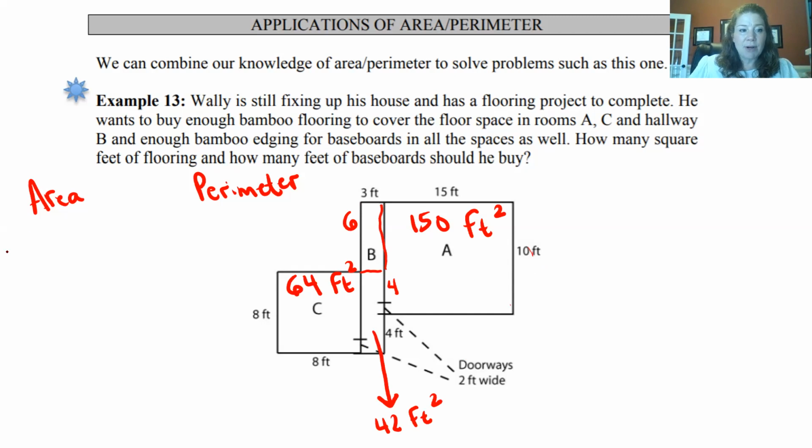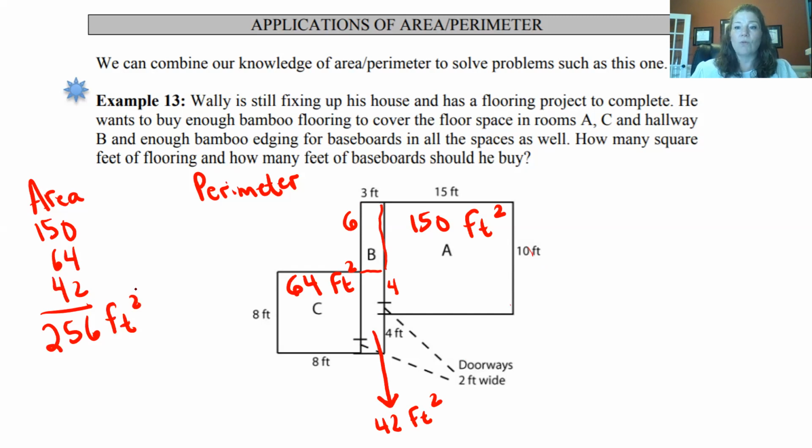So we're going to add up our area. So our big room is 150 feet squared. Our small room is 64 feet squared. And then our hallway is 42 feet squared. 6, 15, 256 feet squared for the whole space. All right, hopefully you guys agree with me. I hope I did that right.